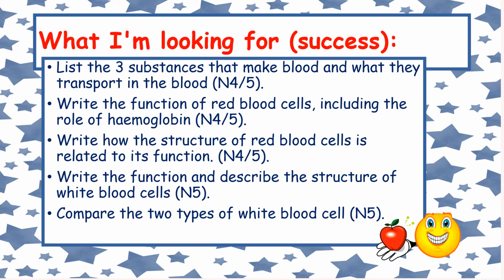So to be successful, you should now be able to write 3 substances that make blood and what they transport in the blood. Write the function of red blood cells, including the role of hemoglobin. Write how the structure of red blood cells is related to its function. Write the function and describe the structure of white blood cells and compare the 2 types of white blood cells.